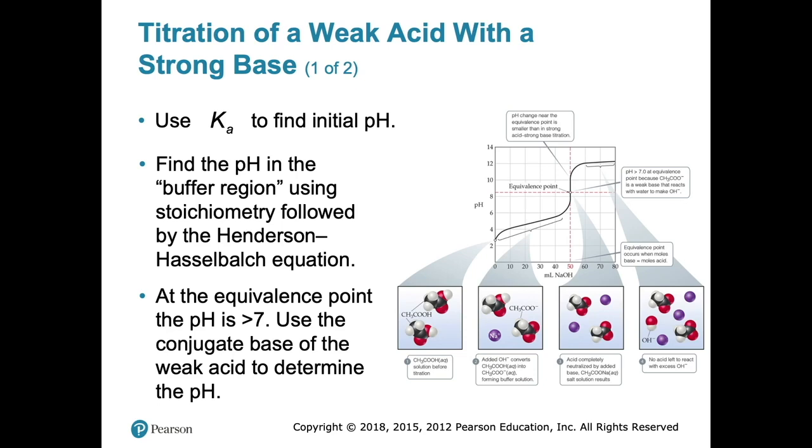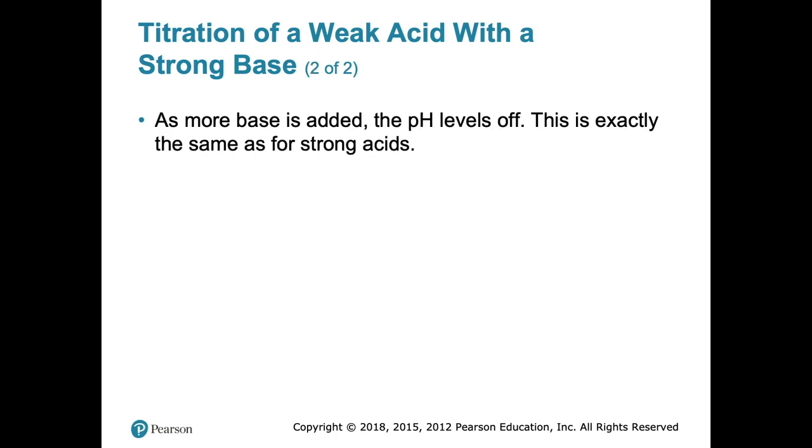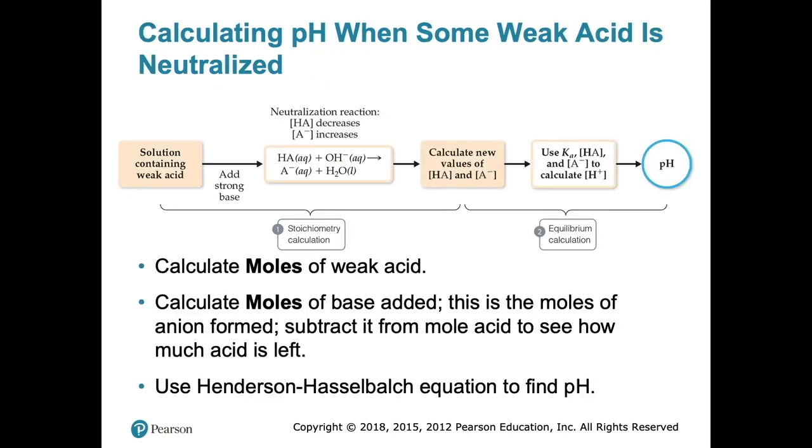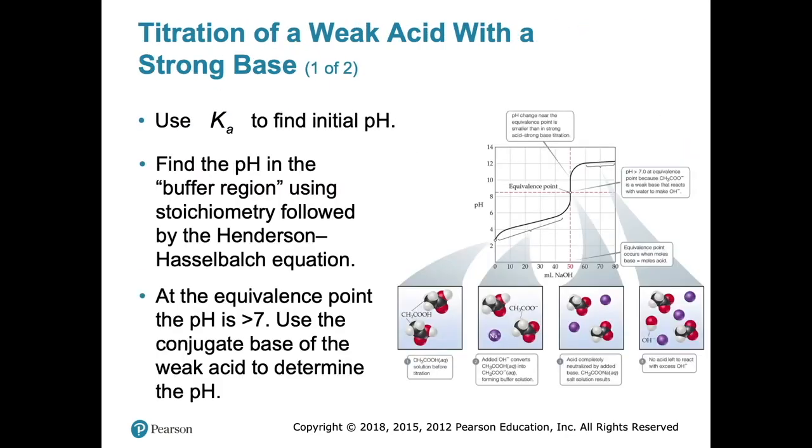So you can see how the equivalence point here is at like 8.5 or something, right above 9. As more base is added, the pH levels off, and this is exactly what happens for strong acids. The only difference between this and the strong acid is that this shape right here is different. The increase is steeper to the equivalence point, such that the pH is now going to be above 7 when you get to the equivalence point. But then after that, it levels off like it does with a strong base. There's no difference with a strong base, right?